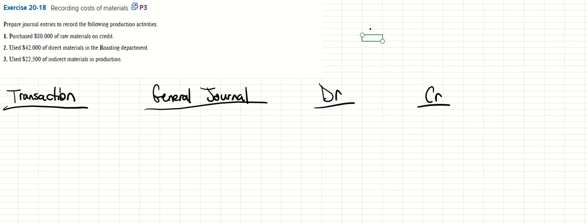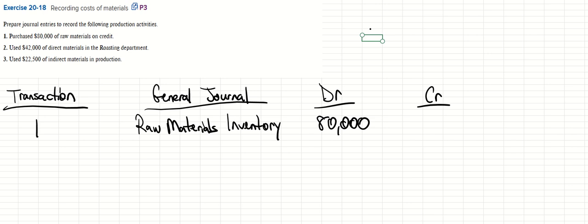Okay. So transaction 1 says purchased $80,000 of raw materials on credit. So we know that raw materials was acquired. So we're going to debit raw materials inventory, because it's going to go into the inventory account. We're going to debit that account by 80,000. Raw materials are included in the inventory account, and it is an asset, so we're going to debit it to increase the balance in that account.